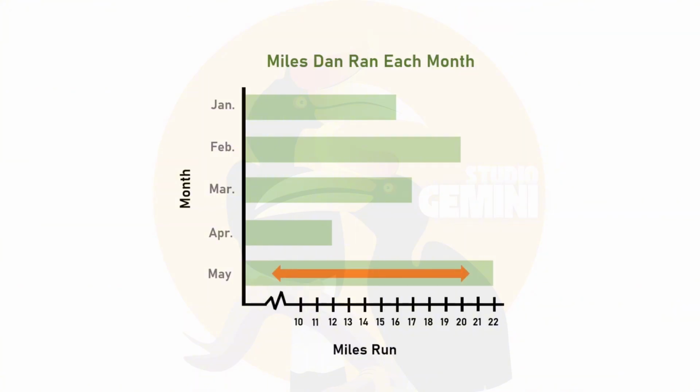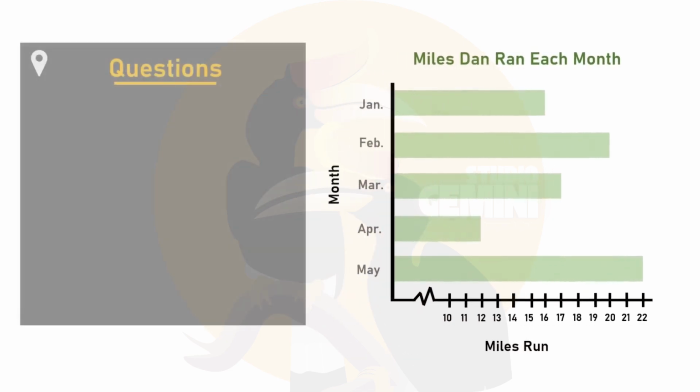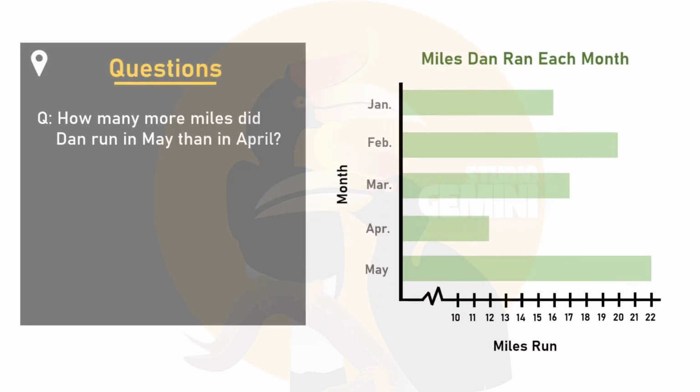So, using this bar graph, let's answer a question. How many more miles did Dan run in May than in April? To find out, let's write down how many miles he ran during each month first. In April, Dan ran 12 miles. And in May, we see that Dan ran 22 miles.